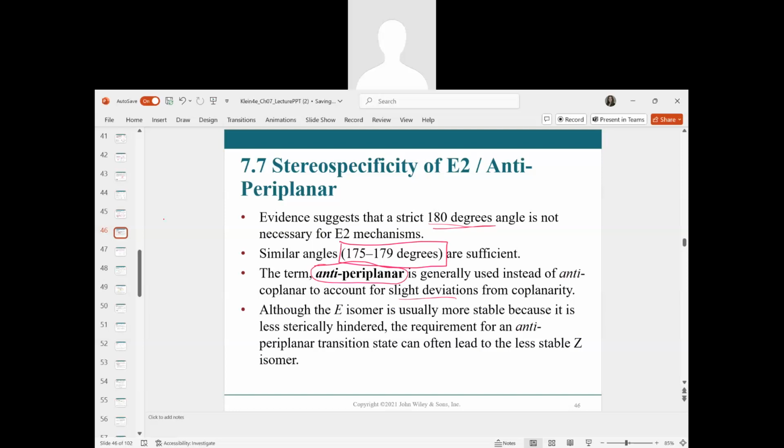So we always note that the E isomer is usually more stable because it's less sterically hindered. But because of this anti-periplanar requirement for elimination, sometimes the less stable Z isomer can be produced.